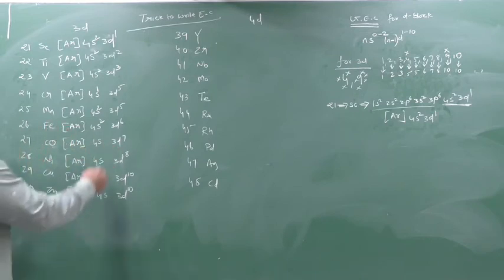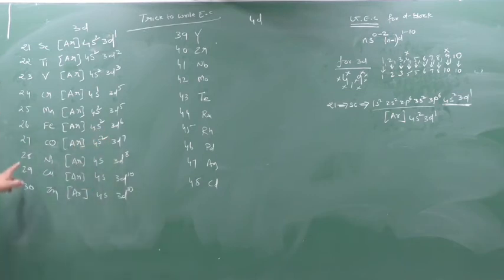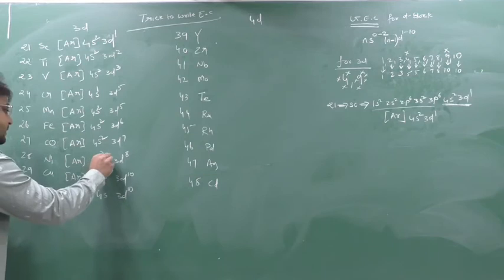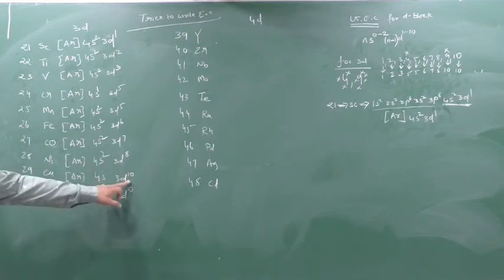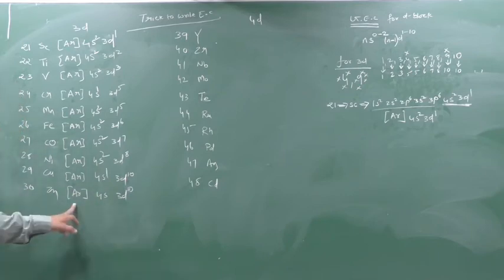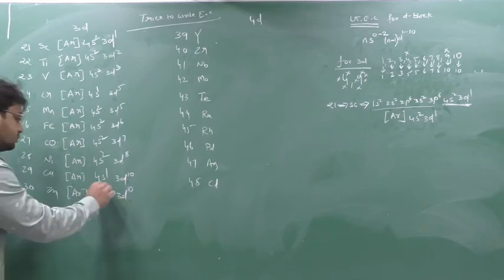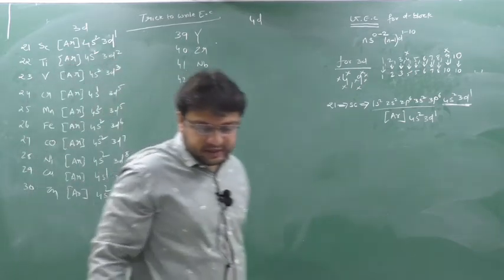Here we require 7. So 27. 2. 28. So here 18 plus 8. So 26 plus 2, 28. Here 18 plus 10, 28. Required is 29. So 1. 18 plus 10, 28. Required is 2. So this is the general electronic configuration.